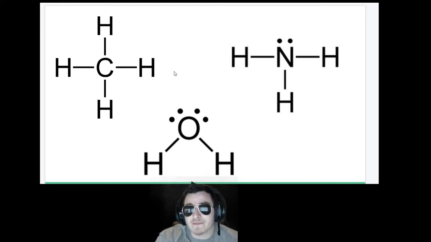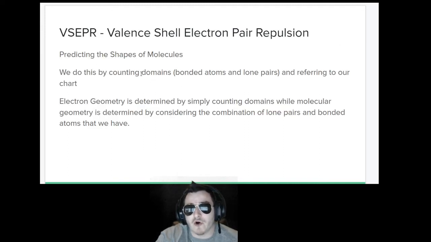They all have atoms attached to the central atom, of course, and a couple of them have lone pairs on the central atom. Notice that this oxygen has 2 lone pairs that are not involved in bonds, and the nitrogen has 1 lone pair that's not involved in bonds. But let's go back to this definition of domains. A domain is either a bonded atom or a lone pair.